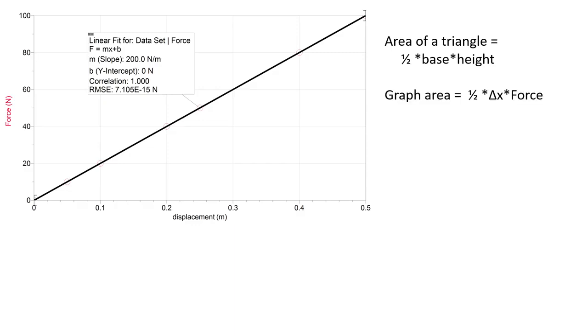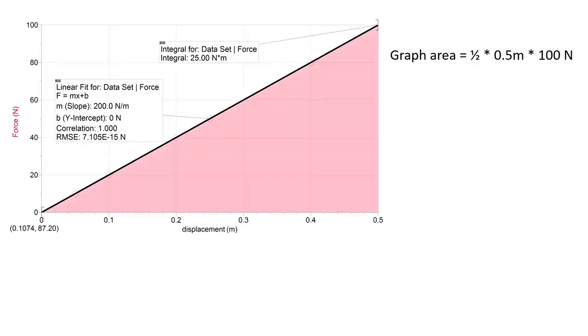In this case, that means the graph area will be 1/2 multiplied by the displacement multiplied by the force, where I'm using delta x as the symbol for displacement. So the graph area here will be 1/2 multiplied by 0.5 meters multiplied by 100 newtons. That's the force at the top of the graph.